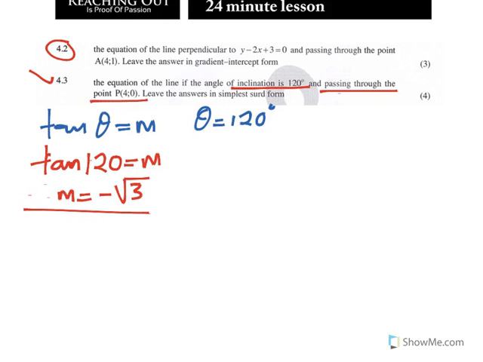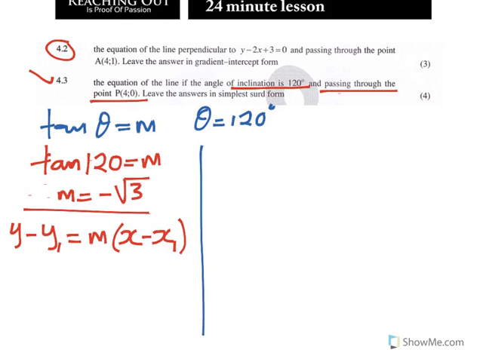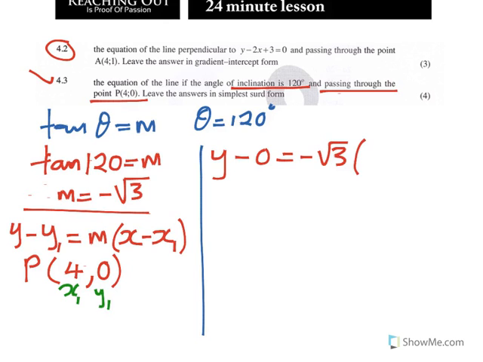Using again, if I can divide here to get more space, using our formula of y minus y1 is equal to m(x minus x1), and given a point P which is (4, 0), this will be your x1, and this time this will be your y1. So rewriting that formula, you will have y minus 0 is equal to m, which is -√3, bracket x minus 4.